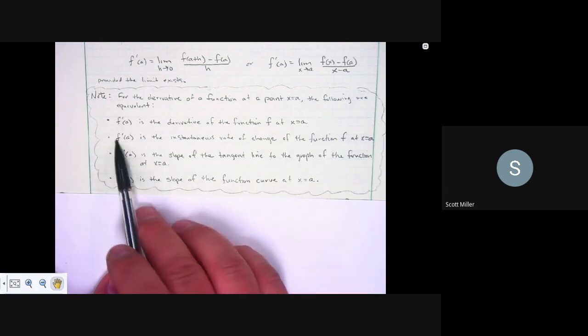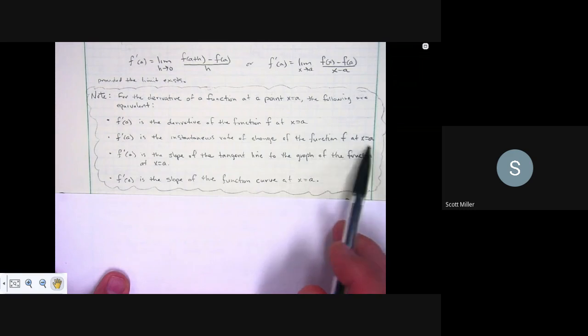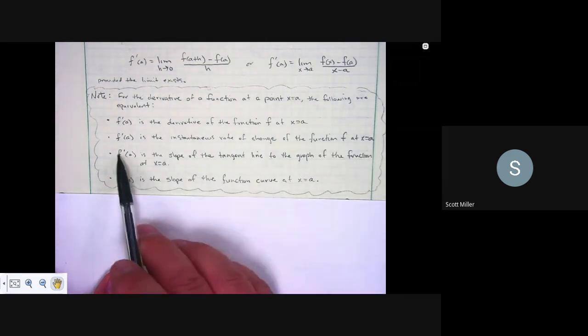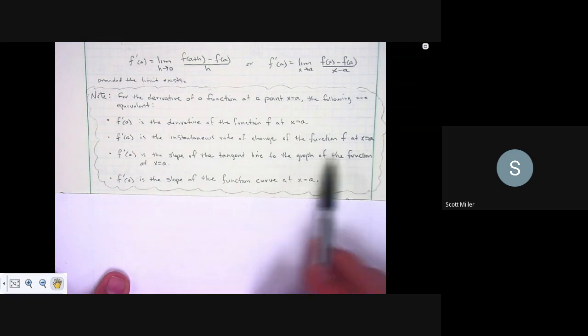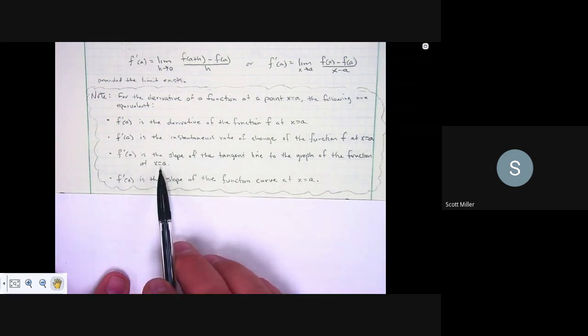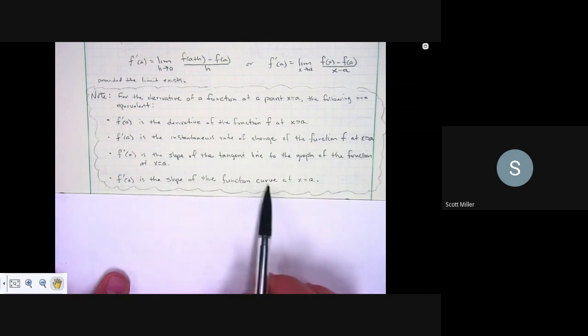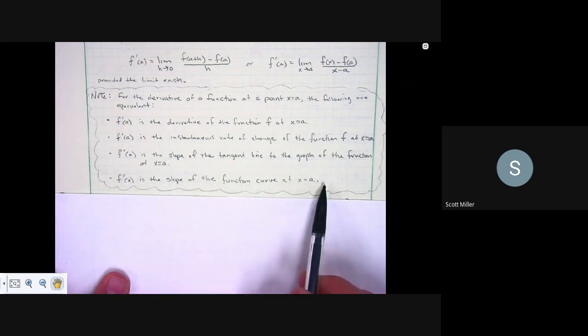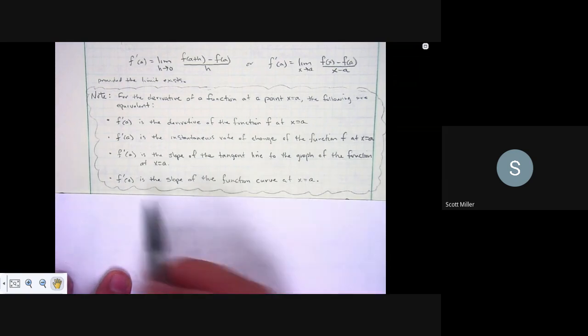This symbol right here means that this is the instantaneous rate of change of the function f at a. The same symbol is the slope of the tangent line to the graph of the function at a. And this symbol right here, the notation is the slope of the function curve at A. So they'll say, what's the slope of the curve at A? They mean the same thing.